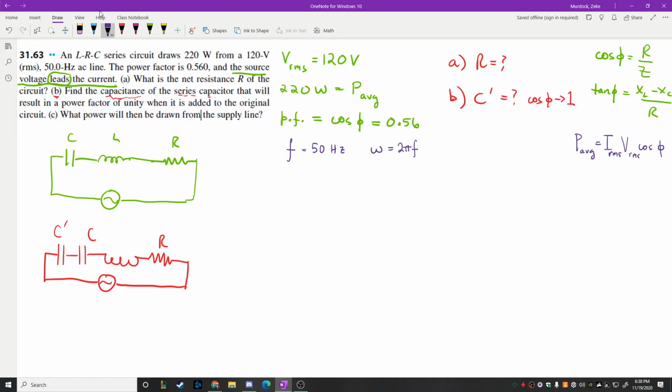Yeah. So we've got this equation here that tells us that average power is related to IRMS times VRMS times cosine phi. And we have a lot of this stuff. We're given the average power, we're given VRMS, and we're given cos phi. So a natural thing to do from this is just to go ahead and figure out what IRMS is. So let's start with that. So for part A, let's say that IRMS is going to be equal to the average power divided by VRMS times the cosine of phi.